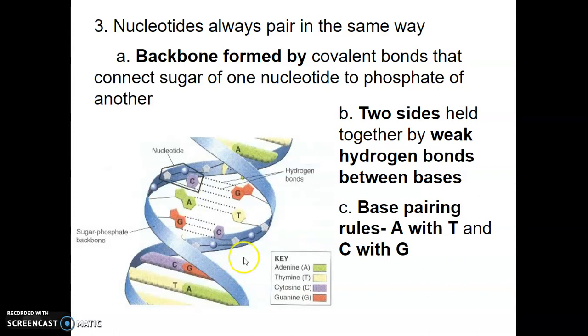The backbone here is formed by covalent bonds. They connect the sugars of one nucleotide to the phosphates of another. Hopefully you remember back in Unit 1, covalent bonds are very strong. These covalent bonds stick together because they share molecules. Co meaning together. They link together at their molecules. The two sides, though, are held together right here in the middle by weak hydrogen bonds. These hydrogen bonds are easily broken.